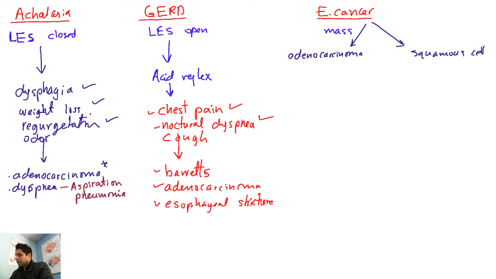Anything else? Barrett's esophagus, we talked about this. Before I go to cancer, adenocarcinoma, it's here under esophageal cancer. We'll discuss it there. How about esophageal stricture? What does that mean?